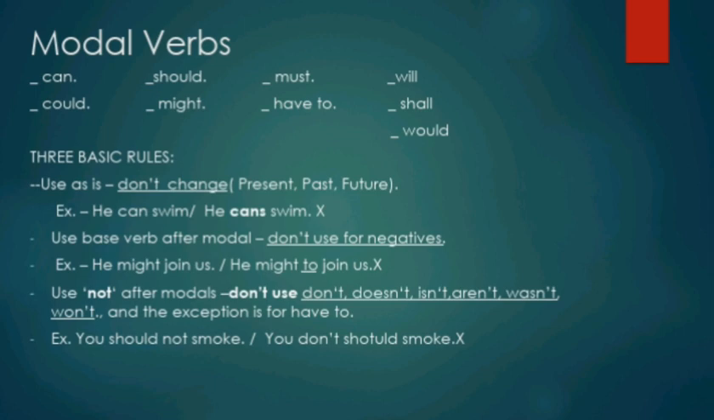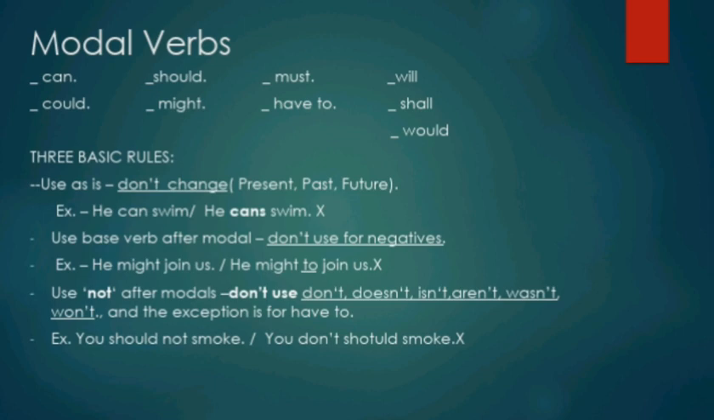Second rule, we use the base verb after a modal. Don't use to. We have two different examples. Number one, he might join us. Number two, he might to join us. It will be wrong to say he might to join us. The correct is he might join us.